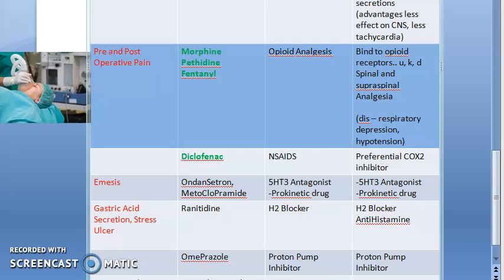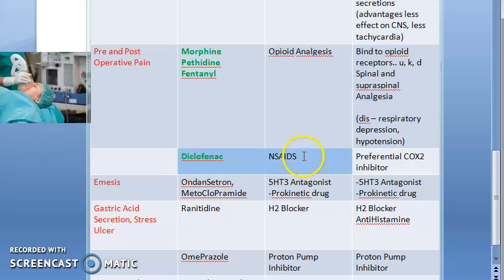So opioids, if you give, you should expect respiratory depression, hypotension, nausea, vomiting, constipation, bronchospasm, etc. can happen. So even diclofenac can be used. It is an NSAID, preferential COX-2 inhibitor. For very minor type of pain, you can use diclofenac.